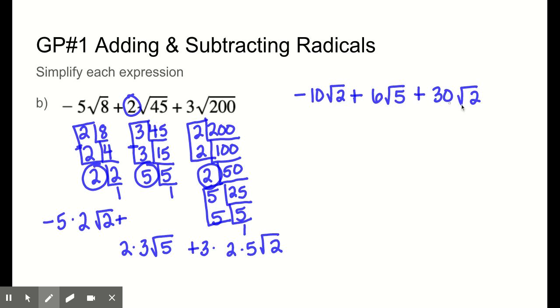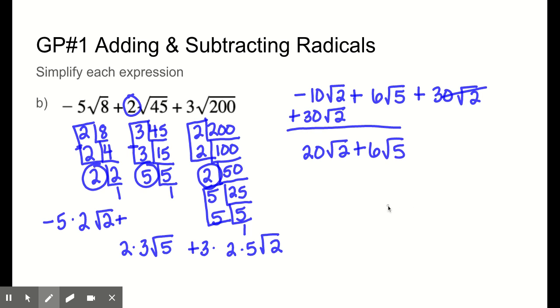So you'll see once we simplify, we now have like radicals, which means that we are able to combine those together. So I'm going to take that 30 and I'm going to stack it with the -10 since they're both radical 2s. And then I can go through and combine my like radicals. So I have -10 plus 30, which is 20 radical 2, plus 6 radical 5. So when those radicands are not the same, the first thing we want to do is take them to simplify to see if we do, in fact, have like radicals after they are simplified.